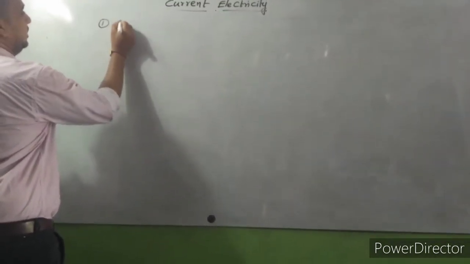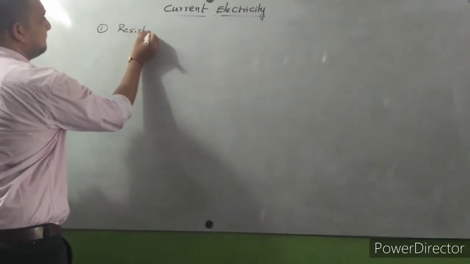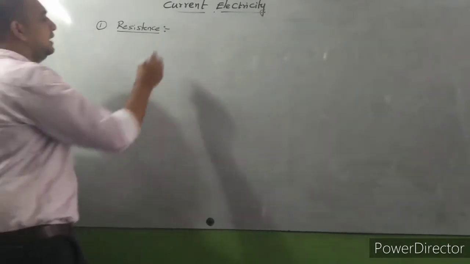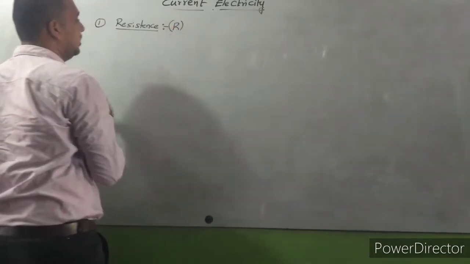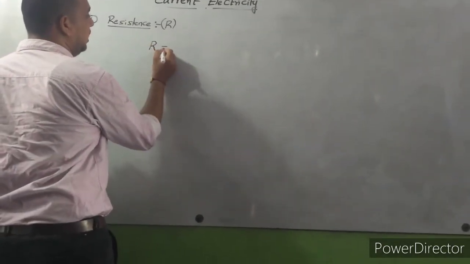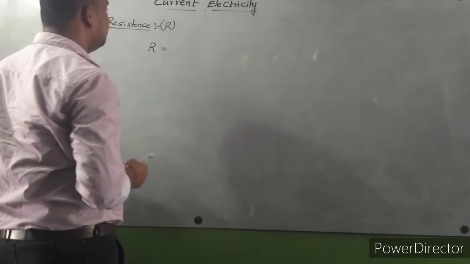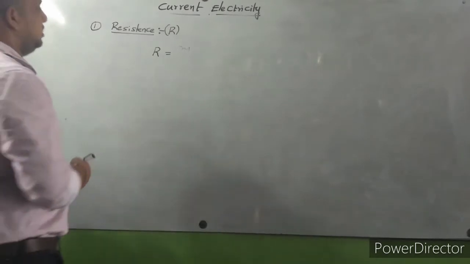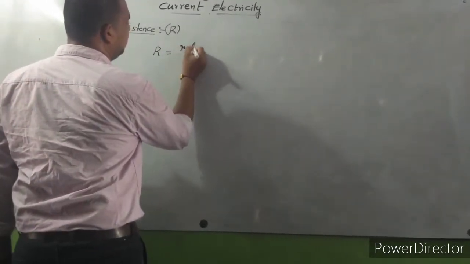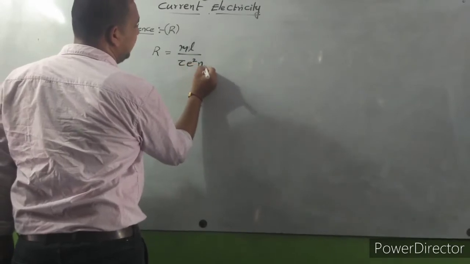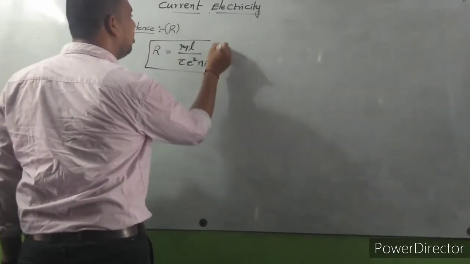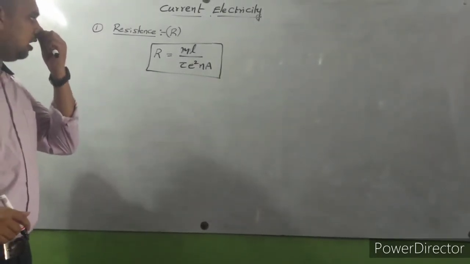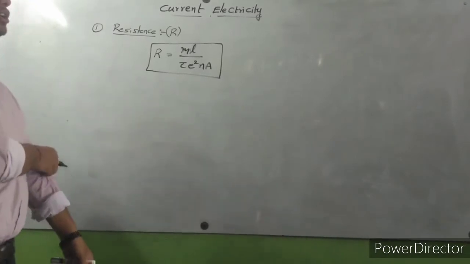First, resistance. Resistance is indicated with R. We already got the resistance formula: R is equal to mL by tau e square n a. This is the formula we got in the last lecture. This is the formula of resistance.